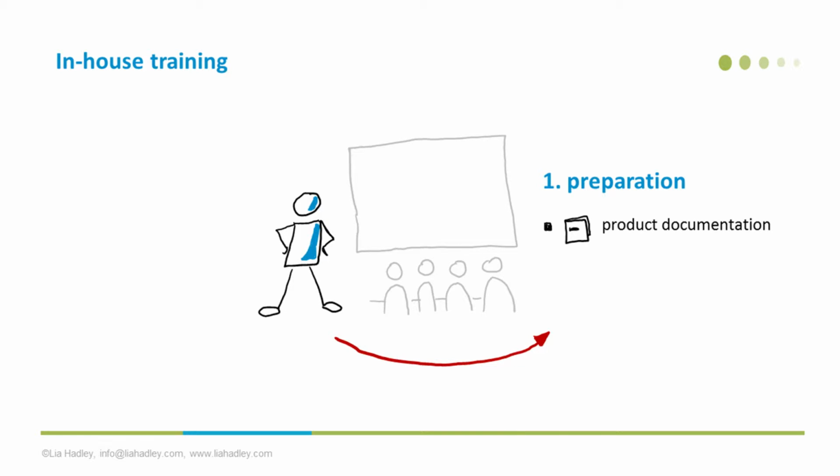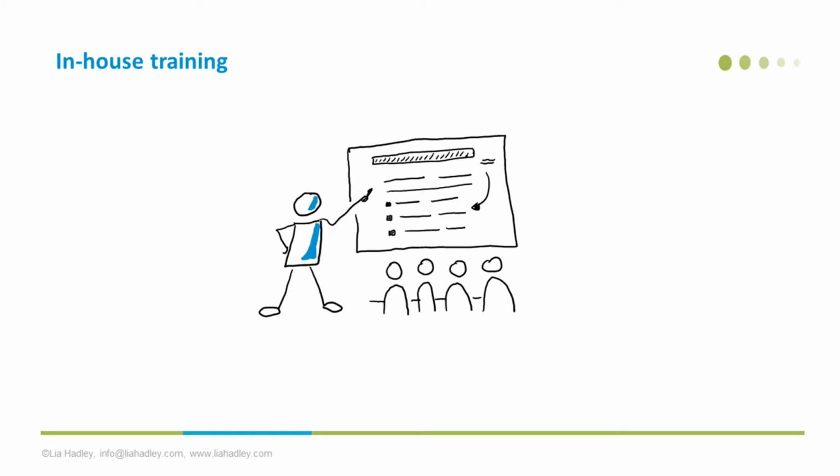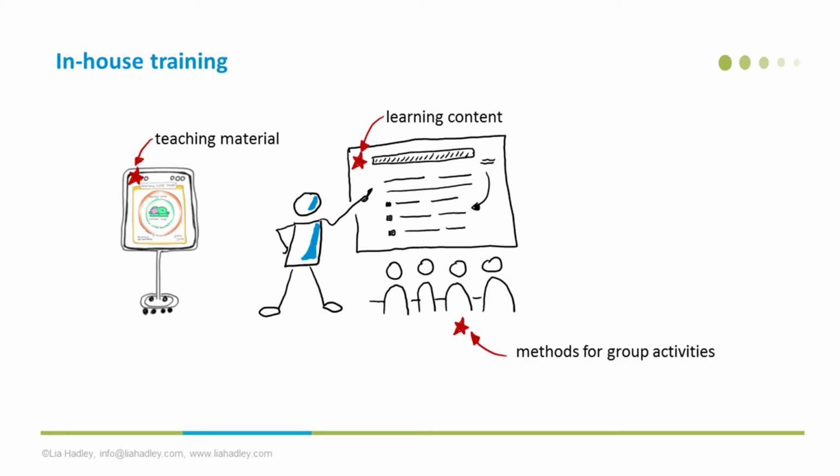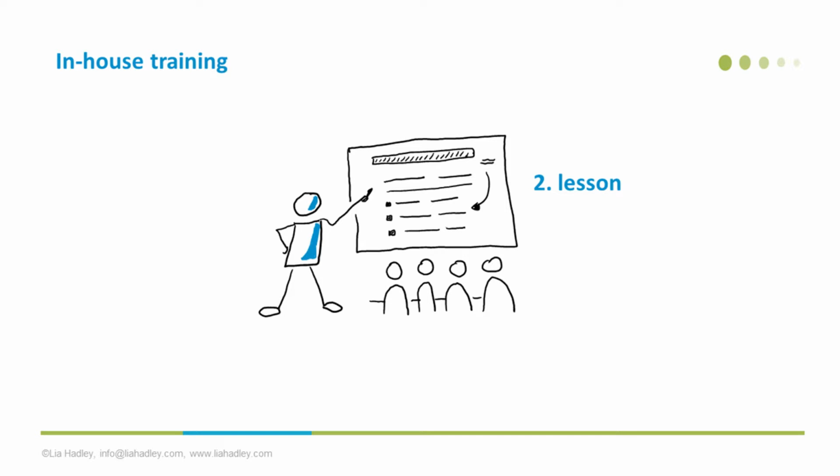Generally, we create our learning content from product documentation, information available on the internet or the company's intranet, or from printed service manuals. The preparation phase results in various documents: an outline of the learning content, an outline of the methods you will use in group activities, teaching material, such as flip charts or PowerPoint presentations, and printed learning material to distribute during the lesson. The next phase is the lesson itself.